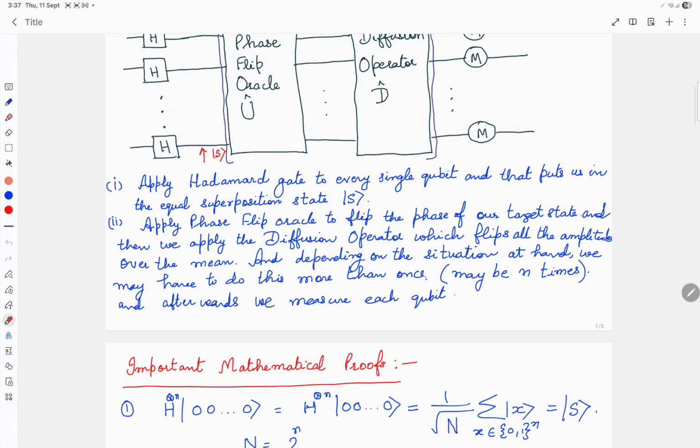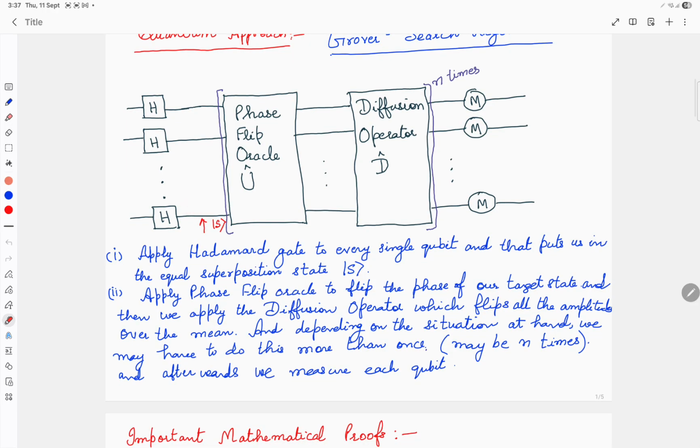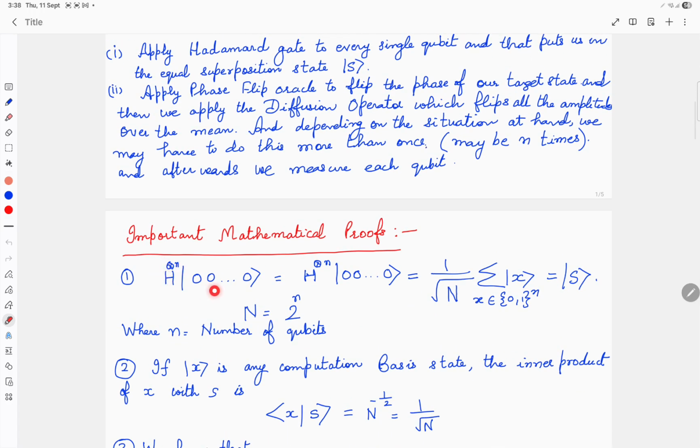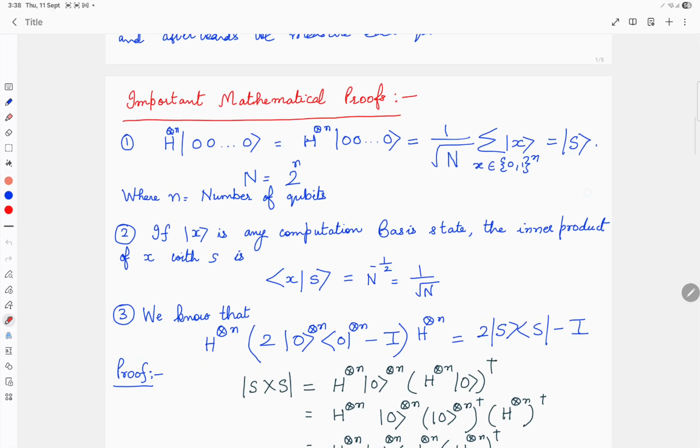Now, there are certain mathematical operations that happen, and we need to prove those mathematical relations. The first mathematical operation is the equal superposition that we achieve through the set of Hadamard gates. So, we apply the set of Hadamard gates to the all zero state, and we get the ket s state, which is the equal superposition, where capital N is equal to 2 raised to the power small n, where small n is the number of qubits. Now, if ket x is any of the computational basis states or the eigenbasis states, then if we take the inner product of x with s, that will come out to be 1 over under root of N.